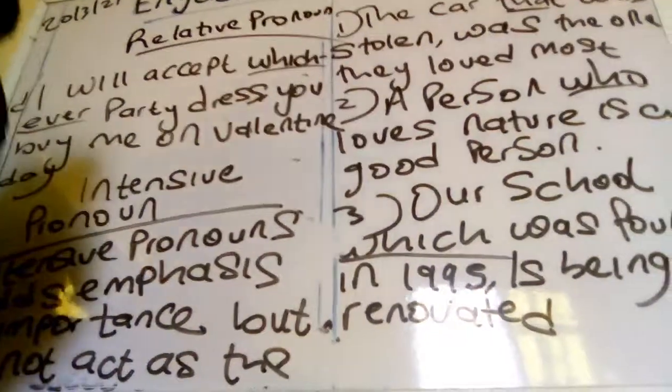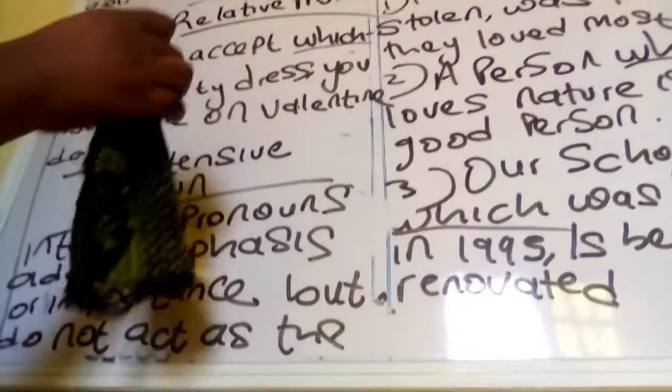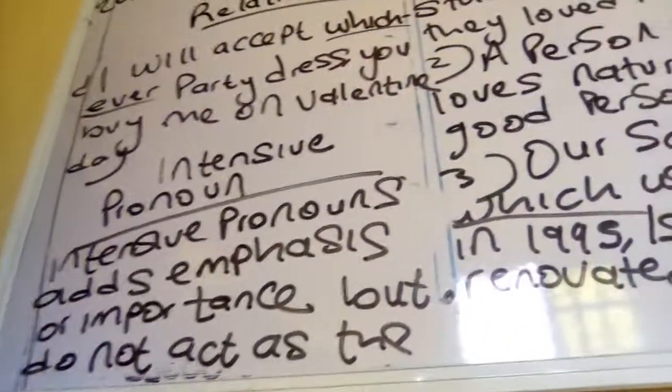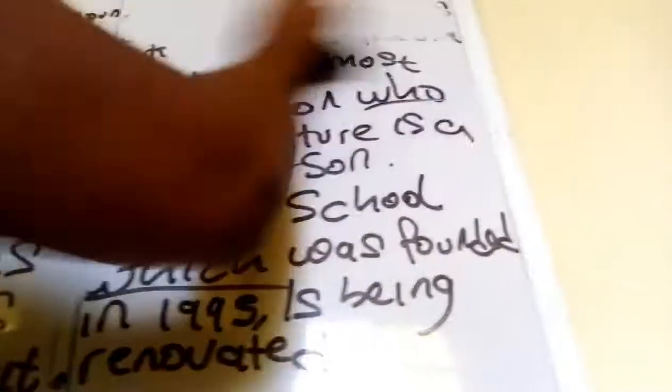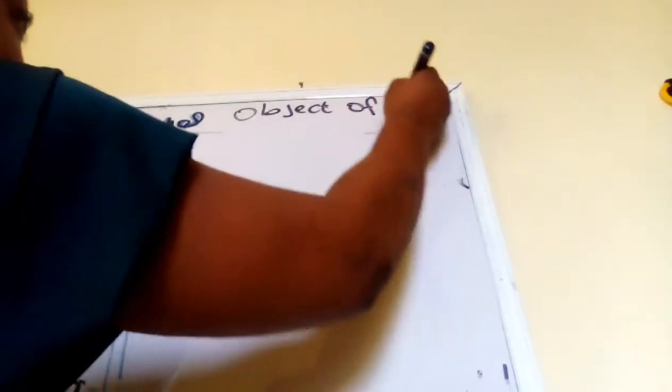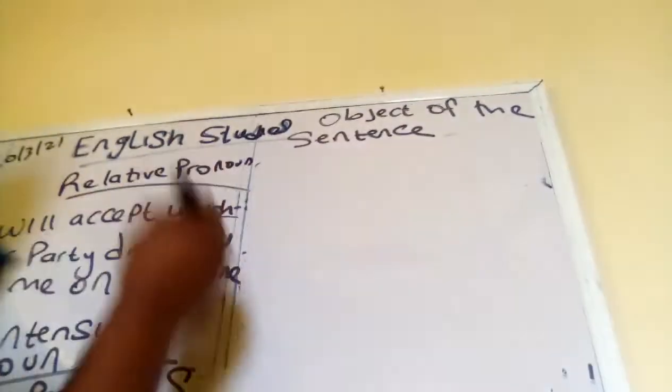Object of the sentence. So you are saying that it's related. It has more meaning, just like a relative pronoun, but it does not act as the object of the sentence. Pause the video to copy this. Does not act as the what? As the object of the sentence. Its job is just to add more meaning to the sentence.